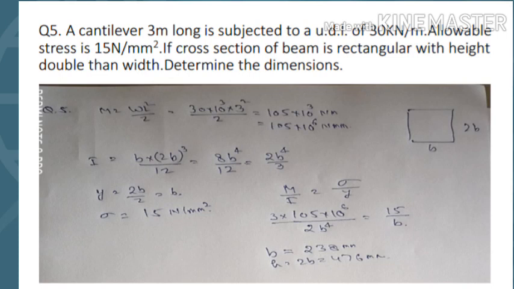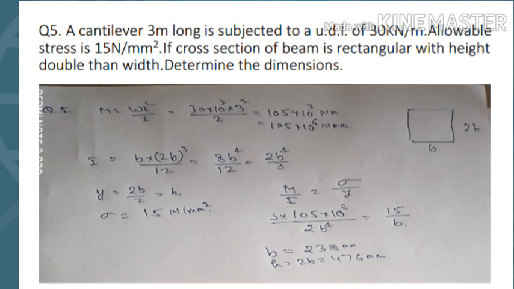Now let's take question number 5. A cantilever 3 meter long is subjected to a UDL of 30 kilonewton per meter. So it is a cantilever with UDL, that is, M equal to W L square by 2 will be taken as the maximum bending moment. W is 30 kilonewton, that is 30 into 10 power 3 Newton, and length is 3 meter. So 30 into 3 square by 2, that is 135 into 10 power 3 Newton meter, or we can say 135 into 10 power 6 Newton millimeter.